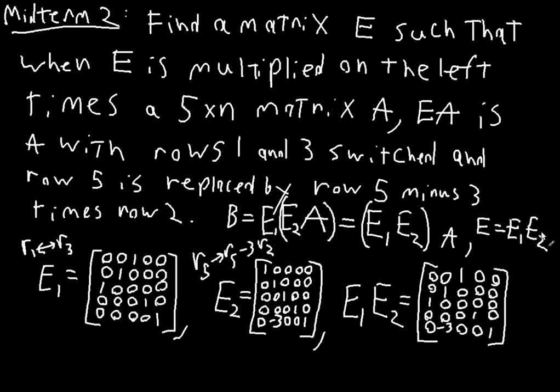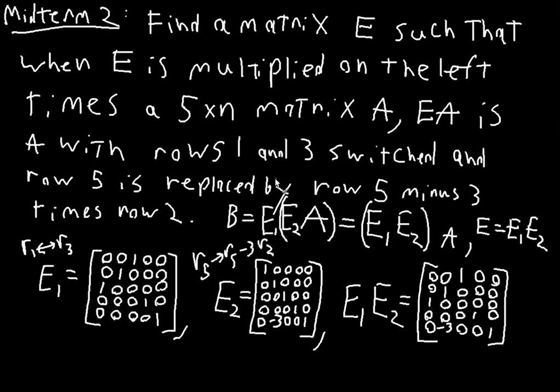Now, one question you might want to ask yourself is, did it matter what order I did these two operations in? Why did I do E2, E1 instead of E1, E2, the other way around? Well, the thing is that these two operations commute. And the reason they commute is you can go back and think about these operations, swapping row 1 and row 3, and replacing row 5 by row 5 minus 3 times row 2. If I did this operation first, and then the second operation, it's the same as doing the second operation and then the first.